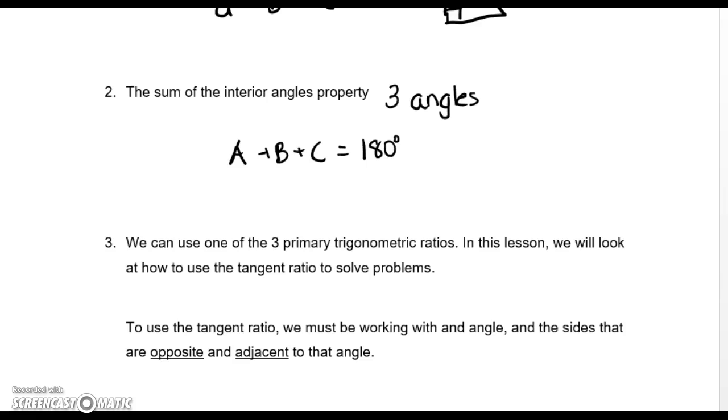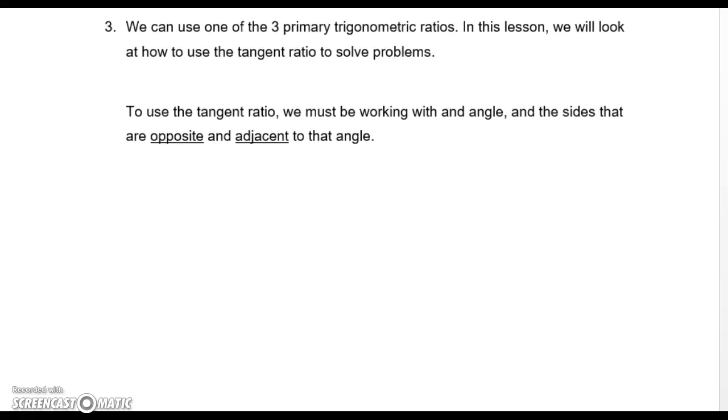And then suppose we're working with two sides and an angle. That's when we're going to be using one of the three primary trigonometric ratios. These ratios are the big ideas of our lessons. By the end of this chapter, you will know what all three of those trigonometric ratios are, and how to work with them to find sides and angles. Specifically in this lesson, we're going to look at how to use a tangent ratio to solve problems.